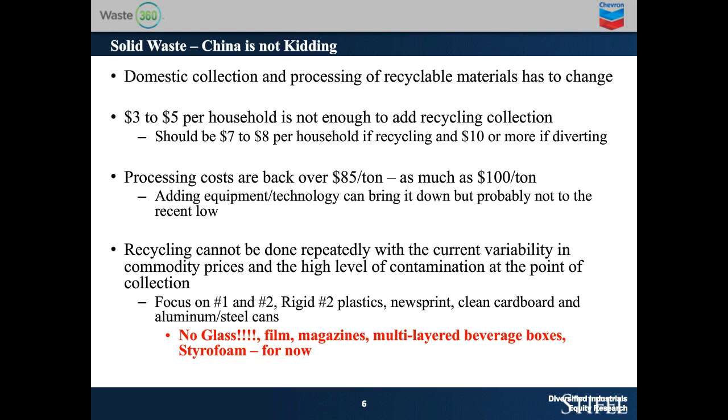But it's a tiny percent of the volume. Most of the volume is impacted by what happens at the collection side of this relationship. And there we are way undercharging. On average, nationally, it's $4 a house per month. It ranges between $3 and $5 a house per month. That number, if you're truly recycling, ought to be at least $7 to $8, maybe even closer to $10. And if we're diverting, it ought to be greater than $10 a month.